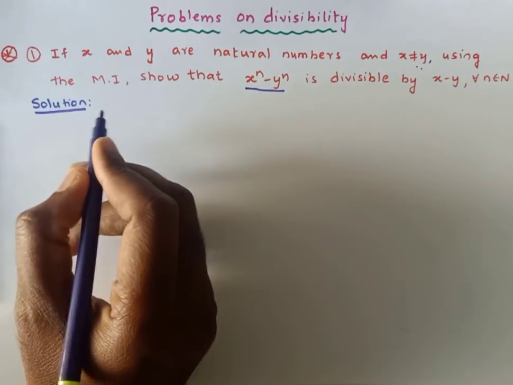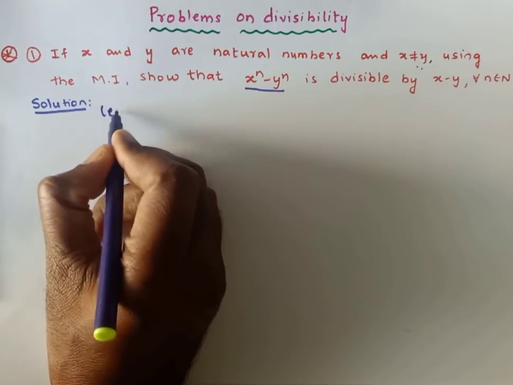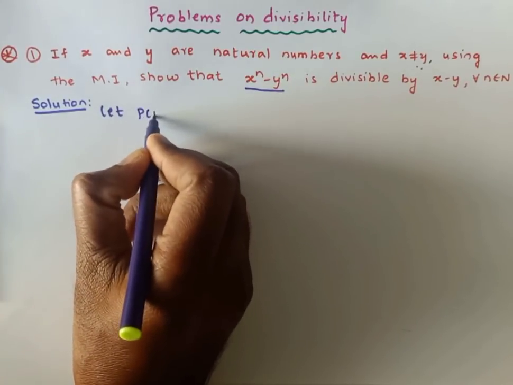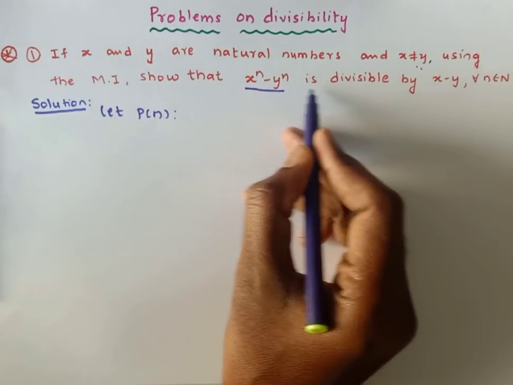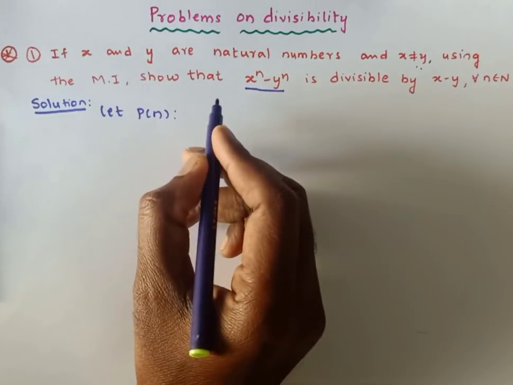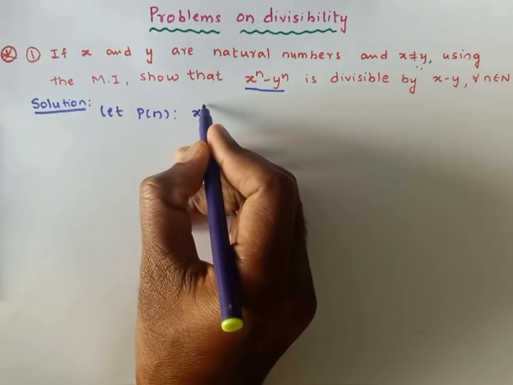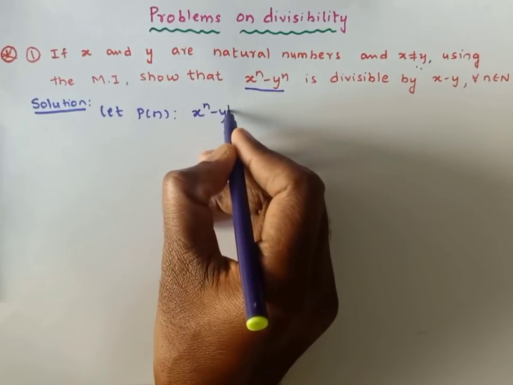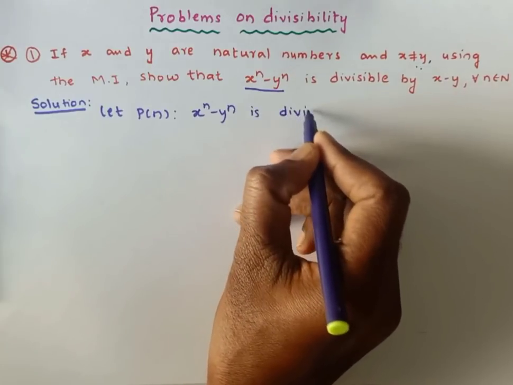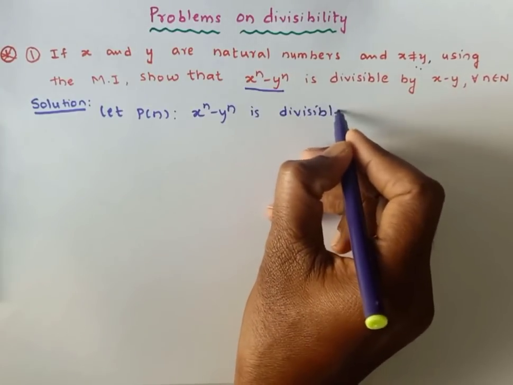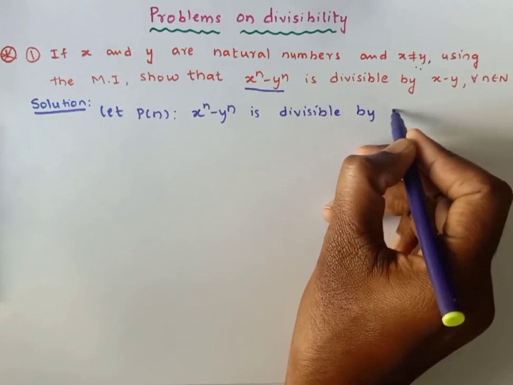So let us consider the given statement. Let the given statement be p of n. So here what is p of n? It means x to the power n minus y to the power n is divisible by x minus y.